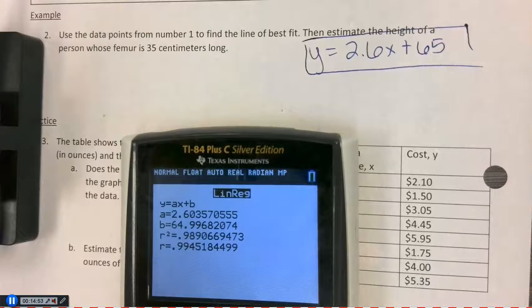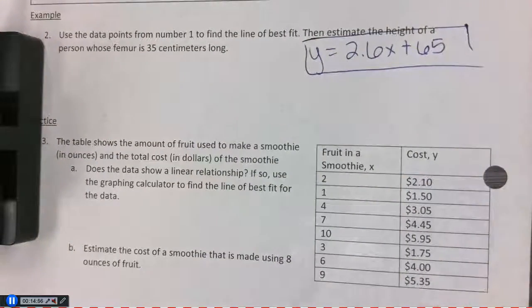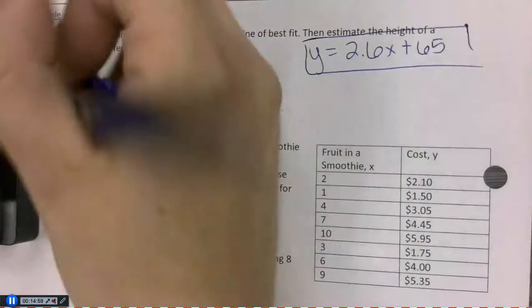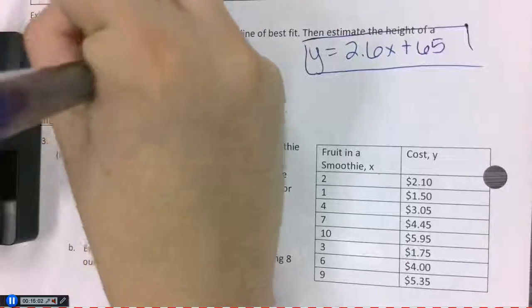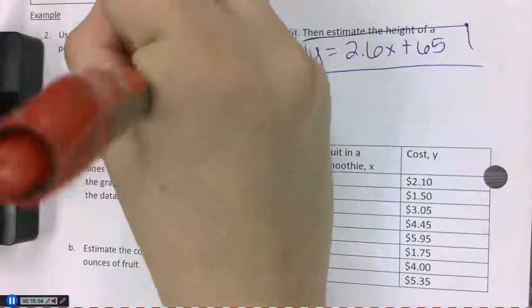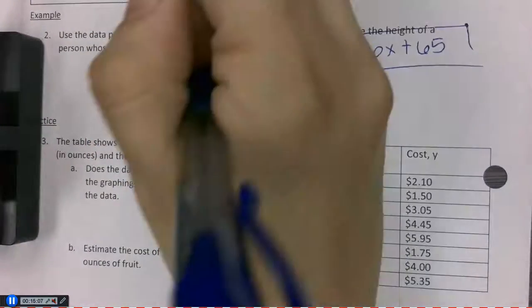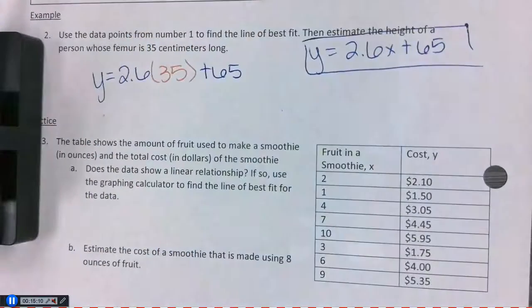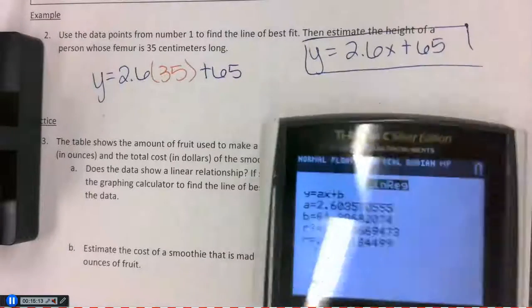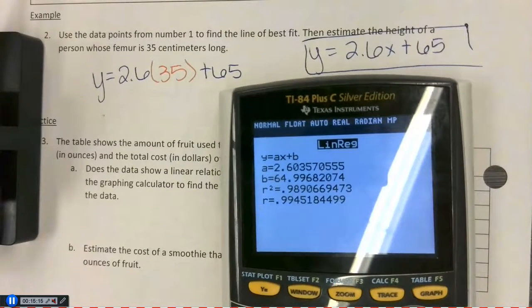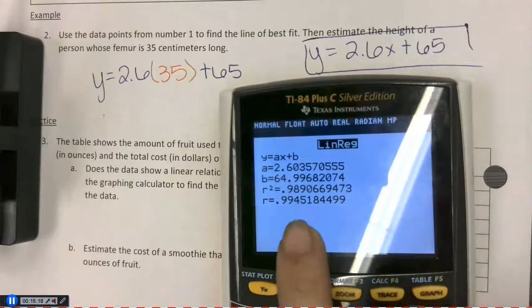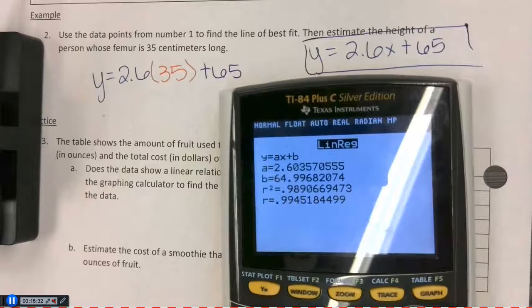And it wants me to estimate the height of a person whose femur is 35 centimeters long. So I'm going to plug in 35 again. And before I type this in the calculator, I want to point out that my R value is 0.99, so pretty much 1. So it's telling me that these two things are strongly related. So the height of a person is definitely connected to the length of their femur. So I'm going to go type this into the calculator.